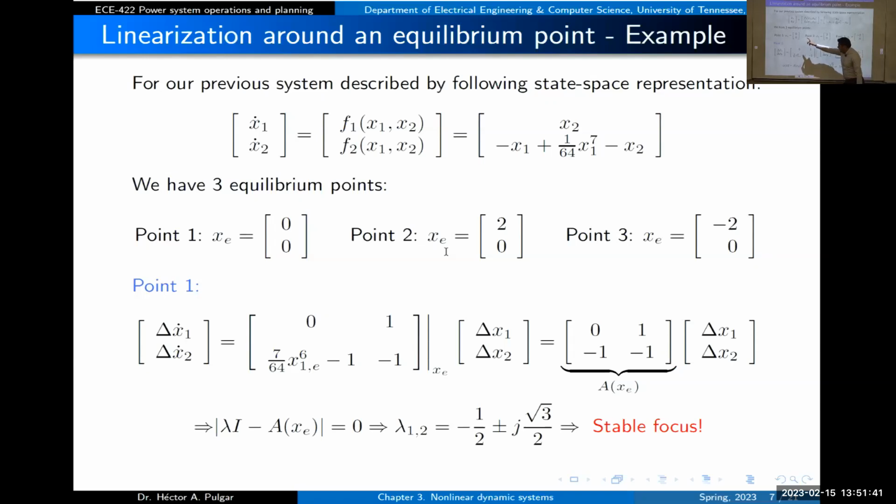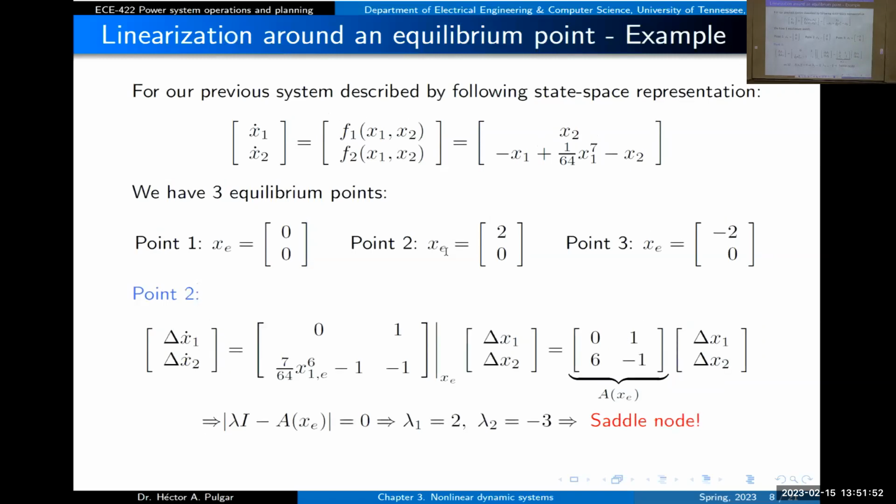The first equilibrium point is a stable focus. Stable because the real part is negative, and it's a focus because you have an imaginary part that is different than 0. Point 2, we proceed in the same fashion. We have the matrix already. We just replace the value of x1 at the equilibrium point, which now is 2. We replace that, we got this matrix, we got the eigenvalues, and this is a saddle node, unstable. The system is unstable at that point.